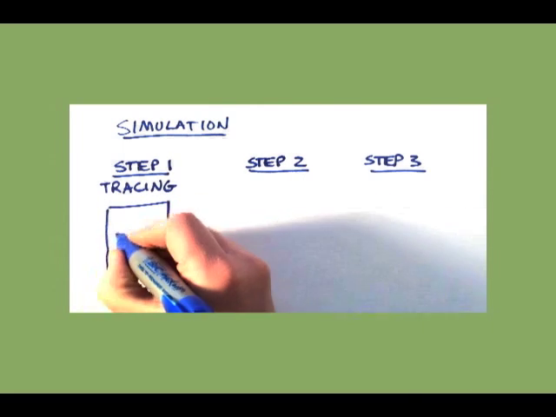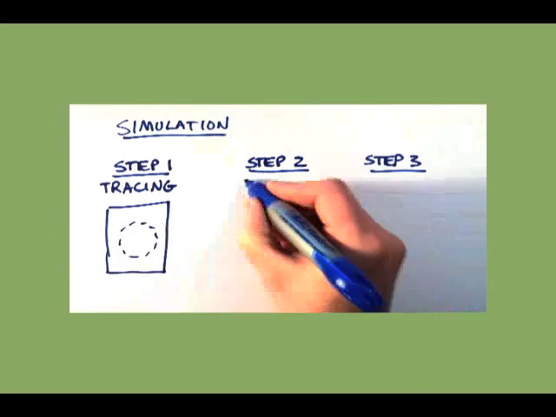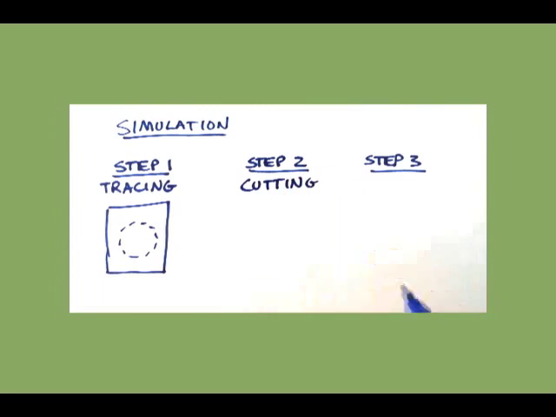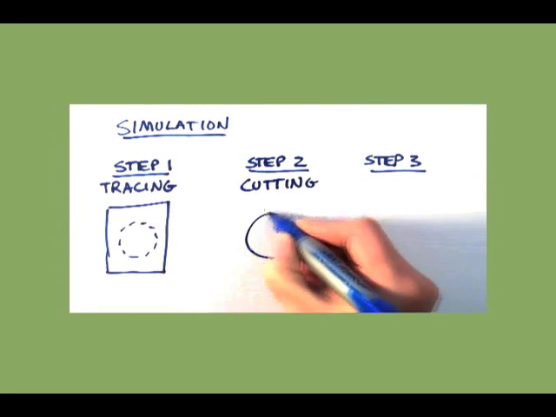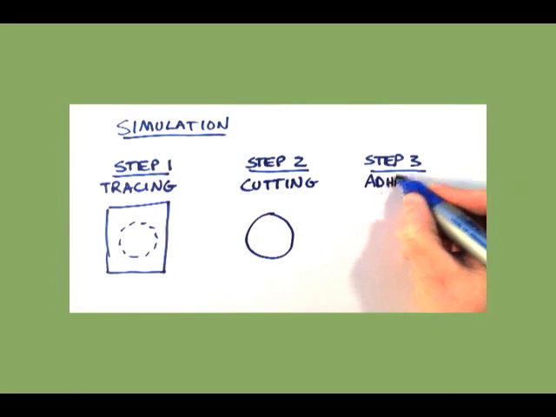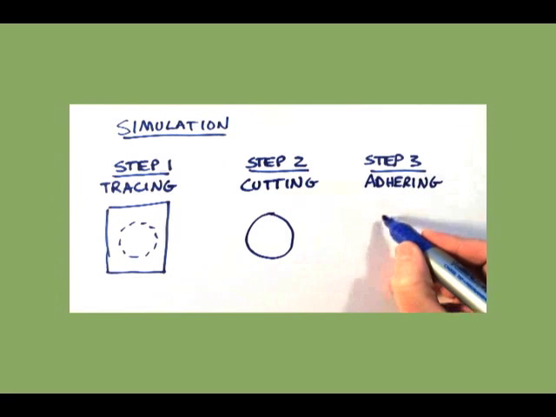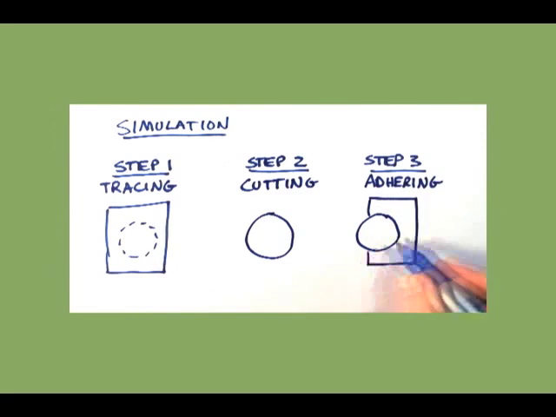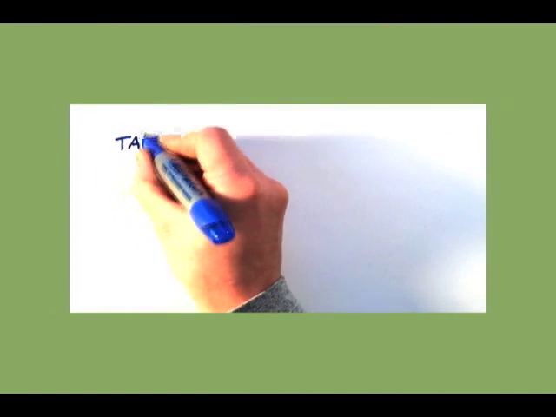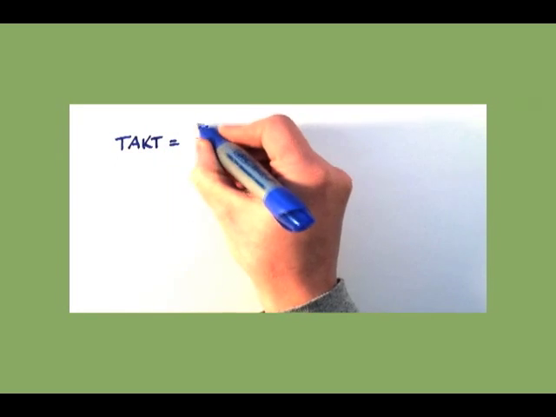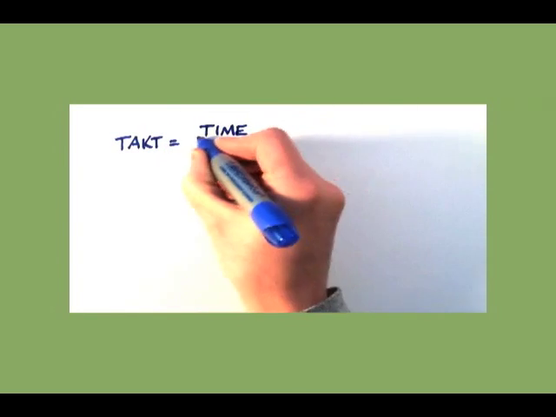Tracing, cutting, and adhering. Step 1, tracing, outlines the circle to be cut. Step 2, cutting, cuts the circle. Step 3, adhering, attaches the circle to a sheet of paper. The company has 3 employees, one on each step. Currently, the company has 1 customer that regularly orders 36,000 units a month. If the company ran a 7.5-hour shift per day, what would the takt time be?